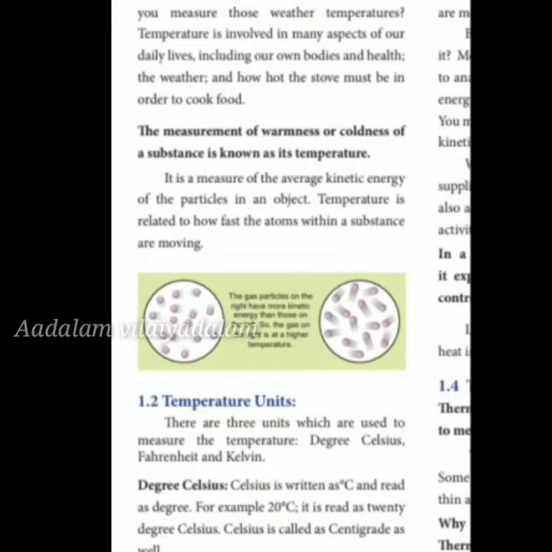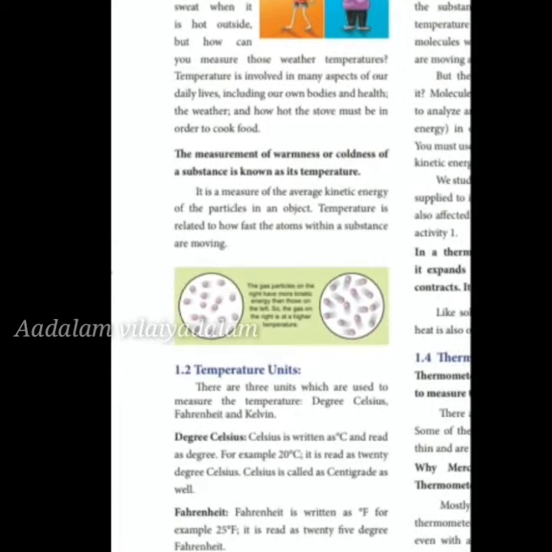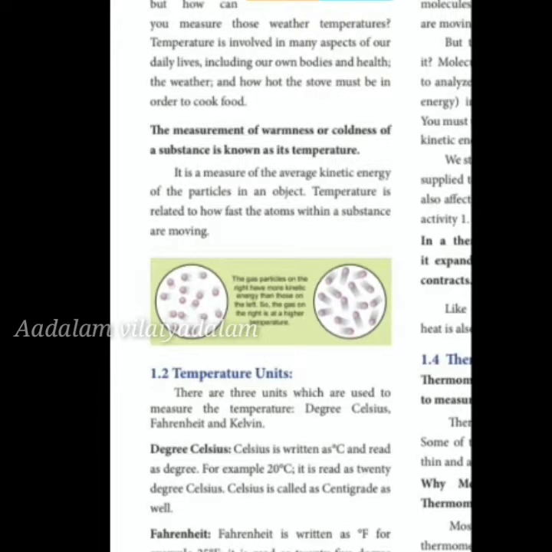These are just words to be understood, but to correctly know what the temperature is, you use 3 units to measure the temperature of a substance: degree Celsius, Fahrenheit and Kelvin. Degree Celsius is written as degree C. For example, 20 degrees C is read as 20 degrees Celsius. Celsius is also called centigrade. You have another name for Celsius, it is centigrade.